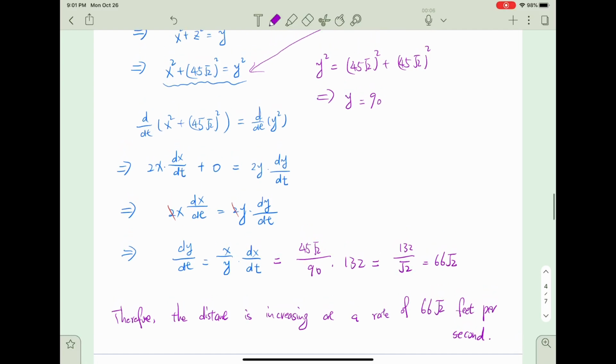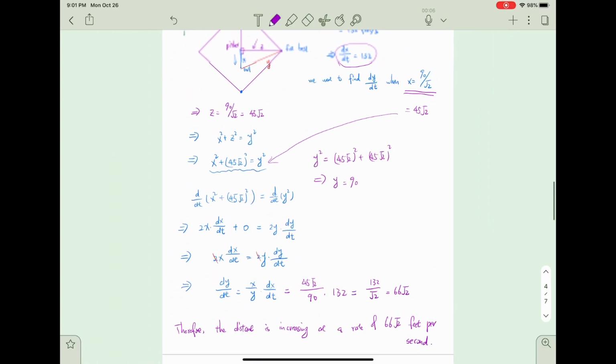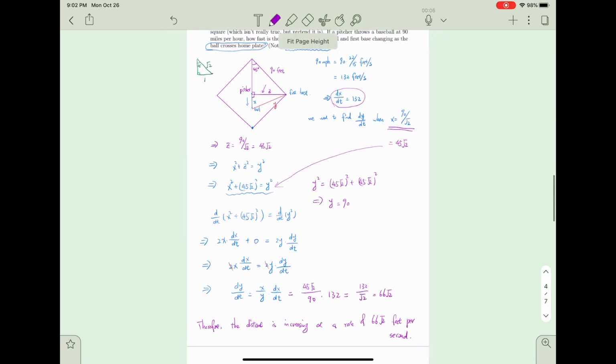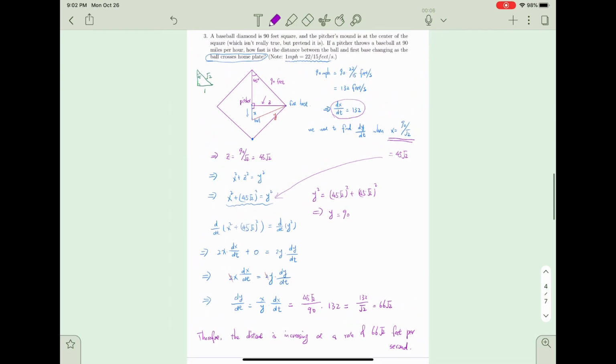So just keep that in mind. That's for the completeness of the answer, right? So now we have completed this question. Okay, so that is our question 3. Let me just summarize a little bit.